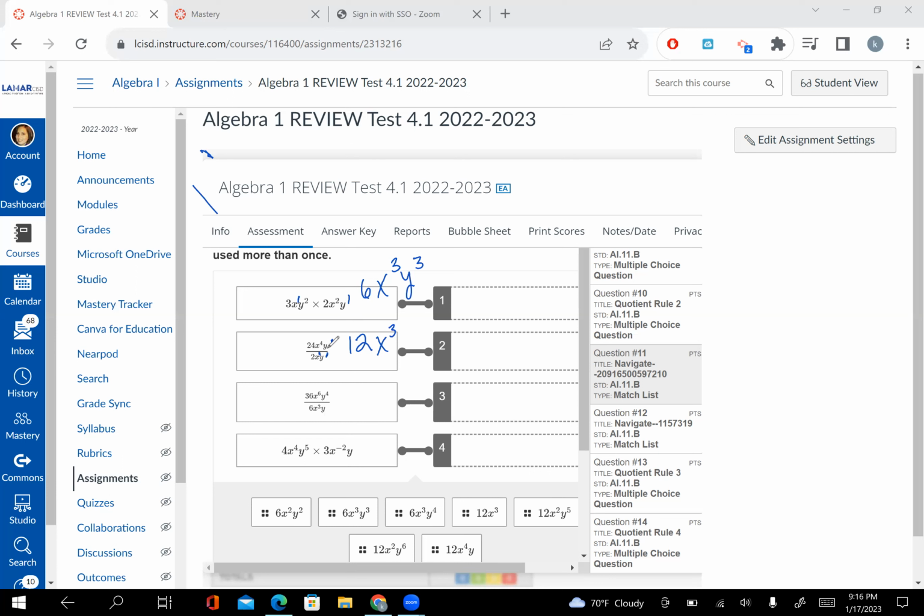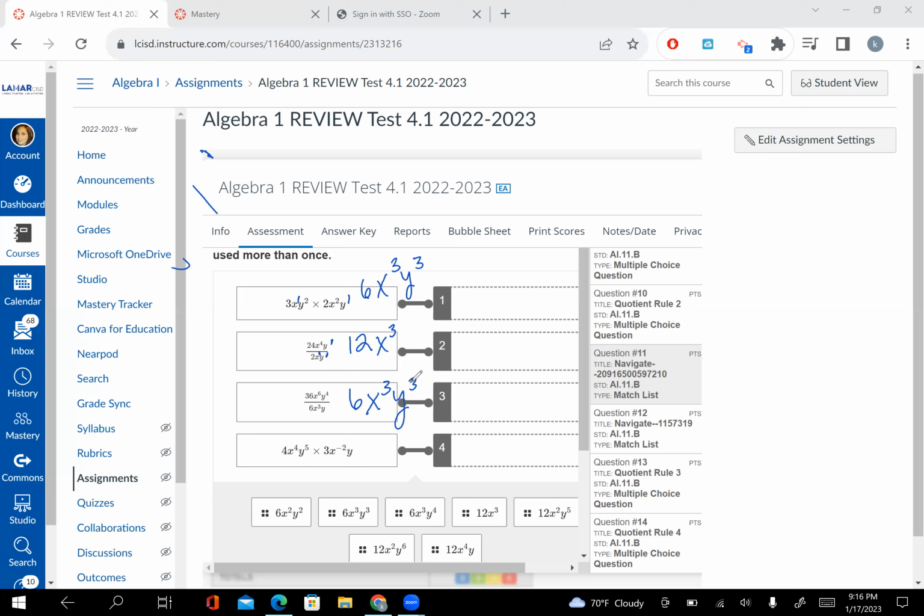Okay. Next one here, we have another quotient rule. So we'll do 36 divided by 6. So that's going to give us 6. And then we have x to the power of 6 over x to the power of 3. So 6 minus 3 would be x to the power of 3. And then for the y's, we have y to the 4th over y to the power of 1. So we would have 4 minus 1. So it's going to be y to the power of 3 as well.